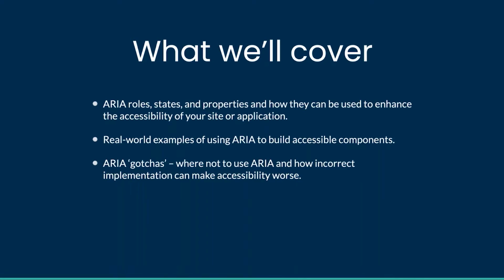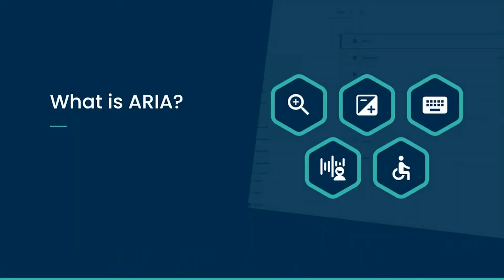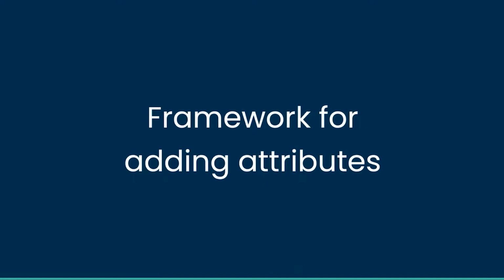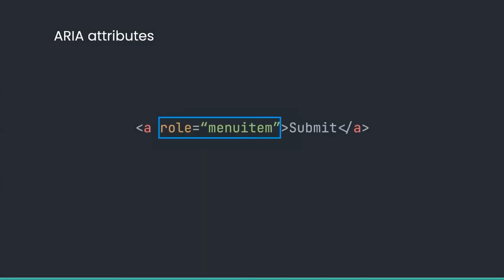So let's do the obvious one first. What is ARIA and what does it stand for? Well, it's accessible rich internet applications, and it's just a way to extend HTML to provide more meaning and make it more accessible, basically. It's a framework that allows you to decorate your markup with simple attributes. So here's an example of one here. We've got the role of menu item on this anchor tag, and that's essentially all it is. It is very simple. But it can get very complicated in a weird way, as we'll see.